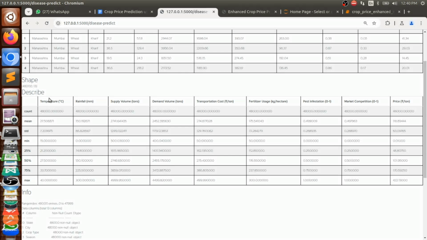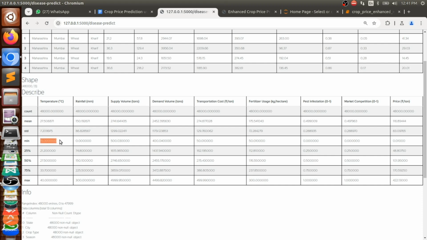For example, let us take temperature. For temperature, the mean is 27 degrees Celsius. It means whatever collection we made, the mean average temperature was 27.5. The standard deviation says maybe there are some places which are 7 degrees more or 7 degrees less than this. The variation from the mean, that is standard deviation.